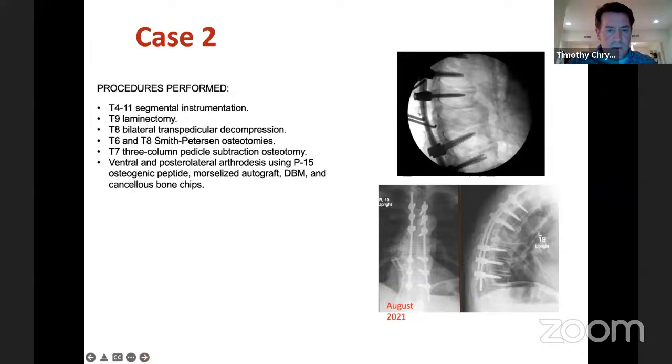So we brought the patient to the operating room. You can see intra-op fluoro shot as well as an immediate post-op X-ray. For this patient, we performed instrumented fusion from T4 to T11, as well as laminectomy at T9, bilateral transpedicular decompression at T8, Peterson osteotomies at T6 and T8, and then also a 3-column pedicle subtraction osteotomy at T7.